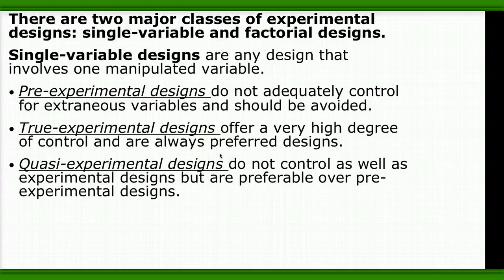They're always preferred. They're generally considered the gold standard in quantitative research. Quasi-experimental designs, as I said, the difference is you're not able to do random assignment or random selection of individual participants in each group, but they are distinguished by random assignment of treatment to intact groups.